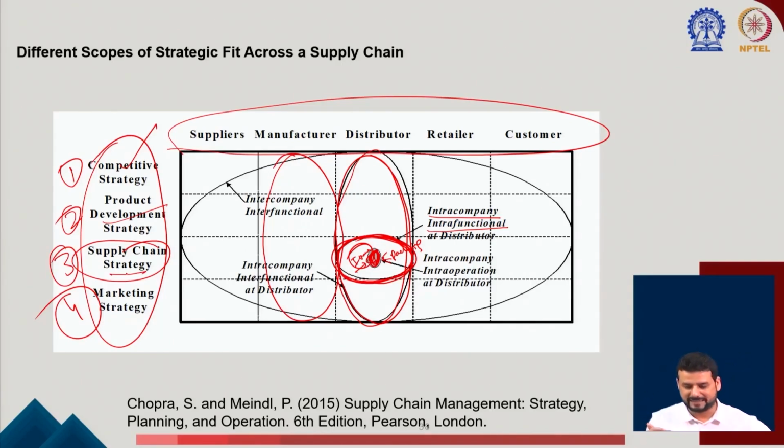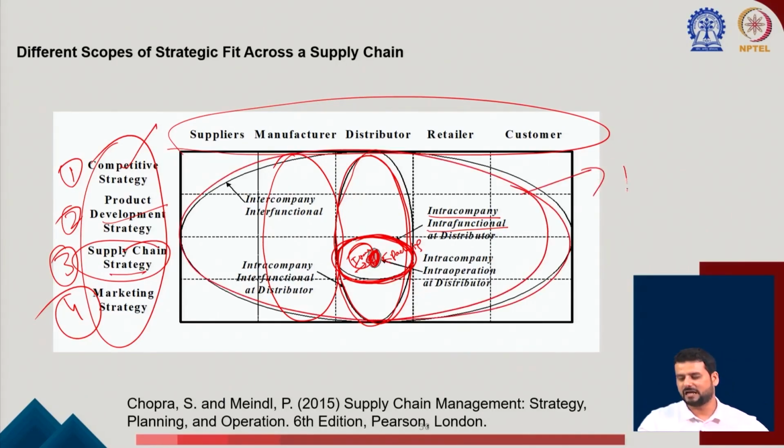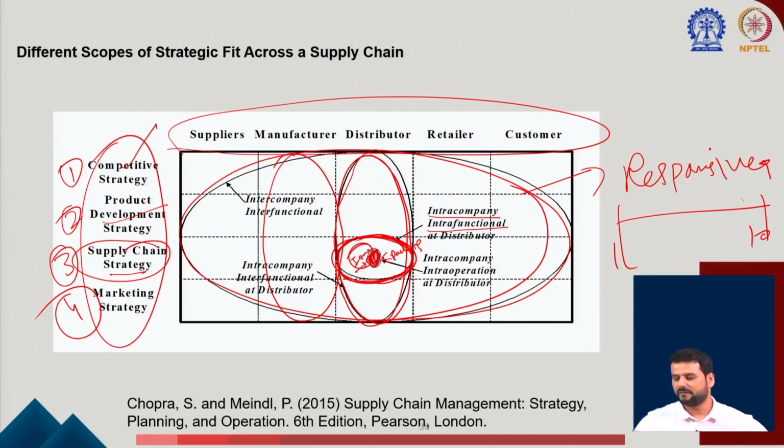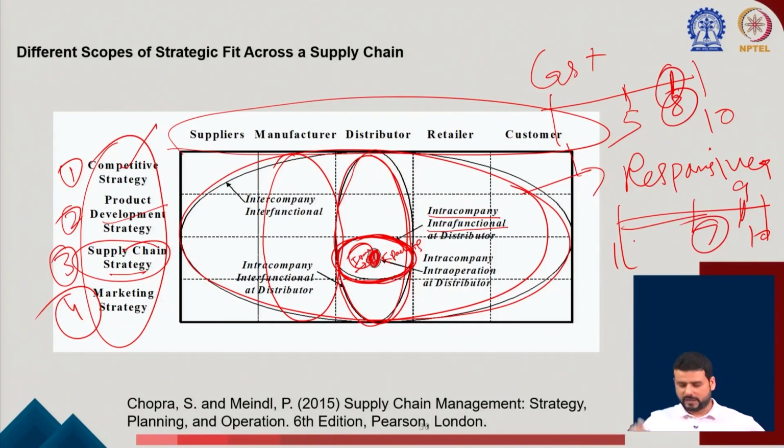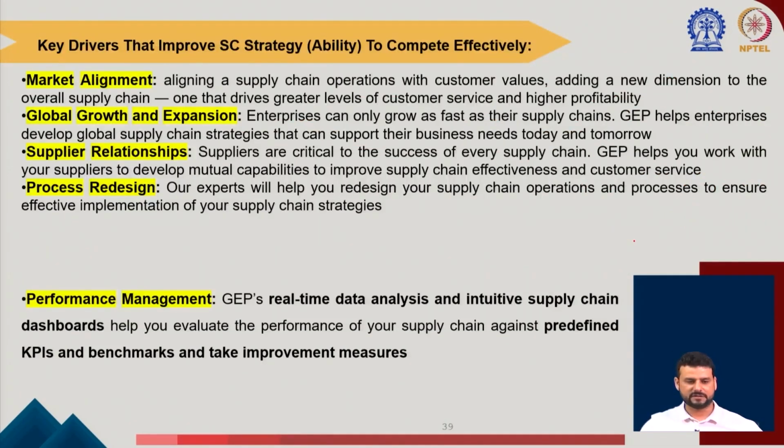Then we will expand this view to the maximum, where we are talking about all players talking about responsiveness, or maybe responsiveness on 1 to 10 parameters we are setting 9, and cost efficiency on 1 to 10 parameters we are setting somewhere 5. This also can happen, mixture of strategy. Another supply chain can come which will say cost will be 8 and then responsiveness will be 7, right. So this is how you can expand the scope of the strategic fit, right.